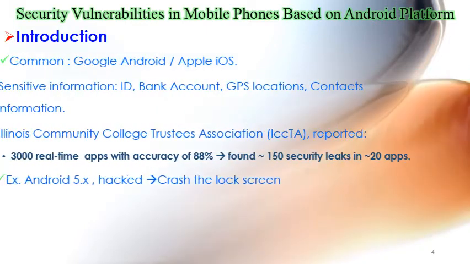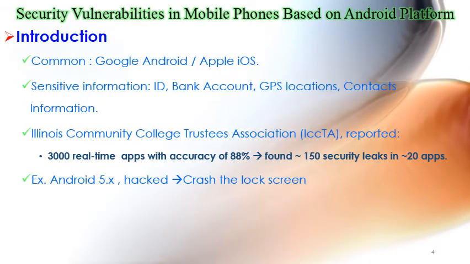The popular operating systems used by smartphones are Google Android and Apple iOS. These devices contain very sensitive information like ID, bank account, GPS location, and contact information. The Illinois Community College Trustee Association reported 3,000 real-time applications with accuracy 88% and found 150 security leaks in 20 applications. Also, Android version 5 was hacked to crash its lock screen.